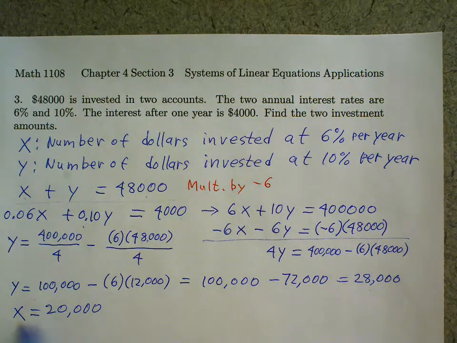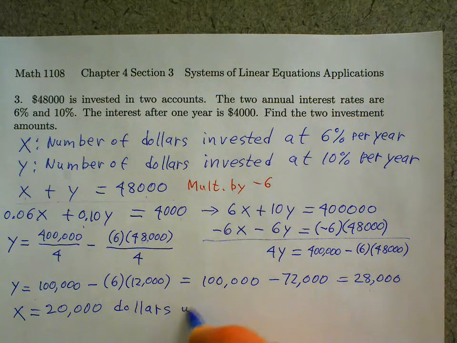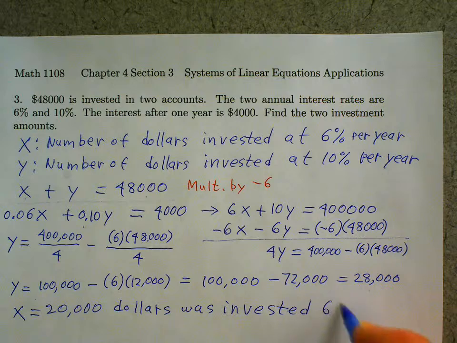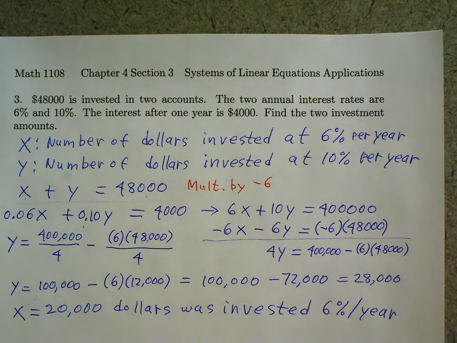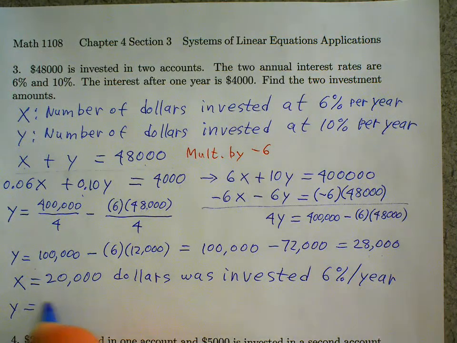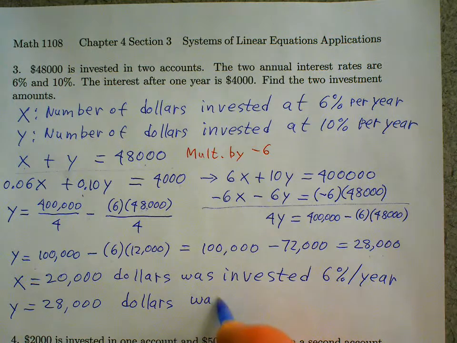Okay, so X equals $28,000 was invested at 6% per year. And then the other one, Y equals $28,000 was invested at 10% per year.